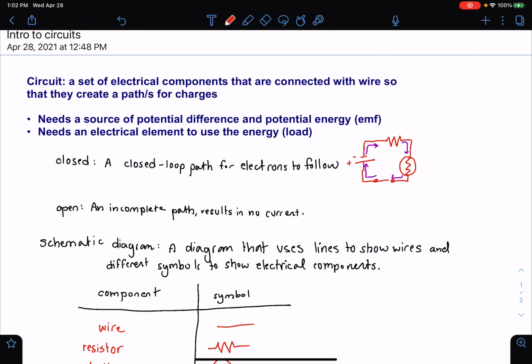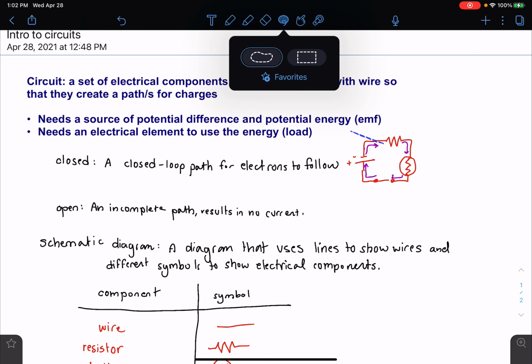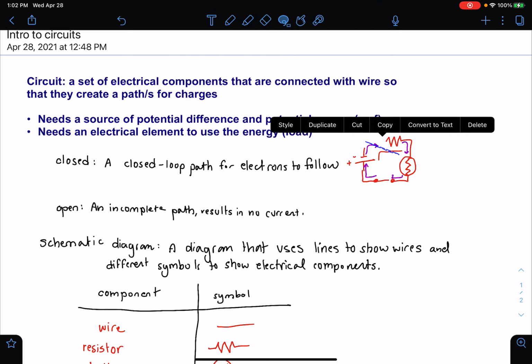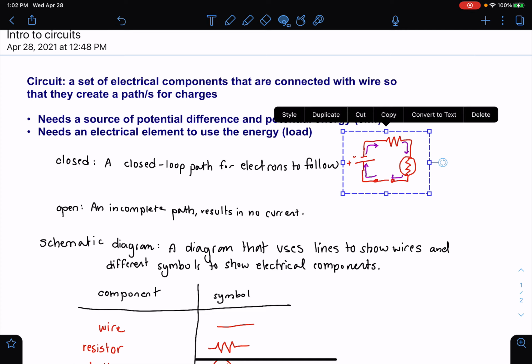Now, if it is open, why don't I just go ahead and copy this, but open the switch? There we go.